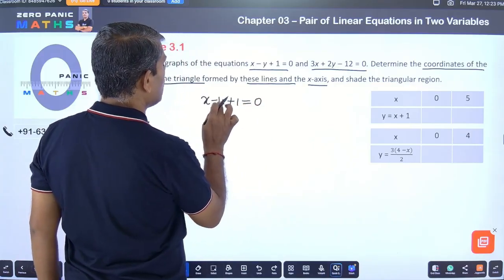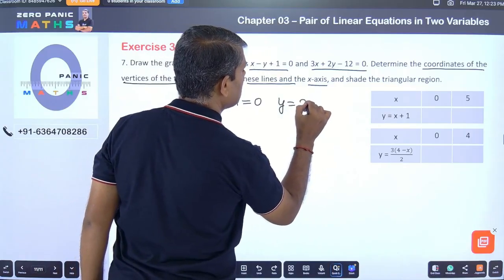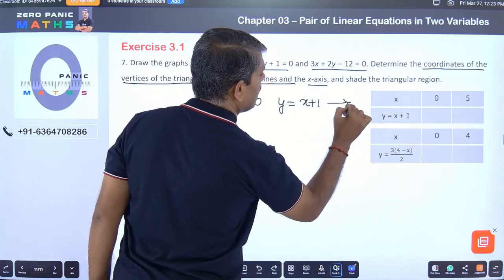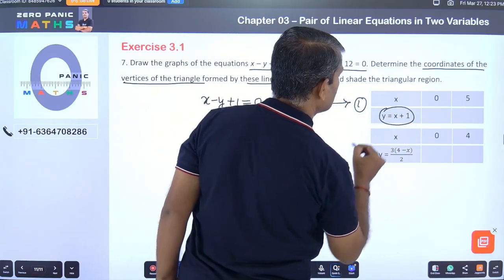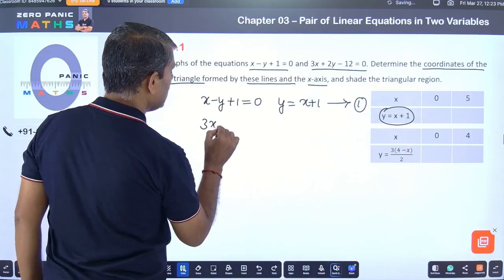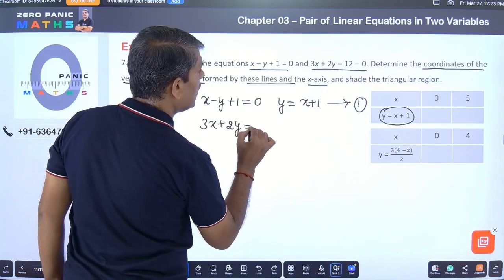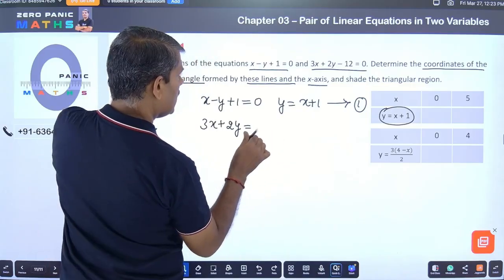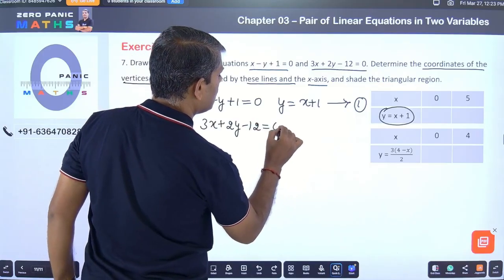So this y, taking to that side, is actually giving us the first equation, that is y is equal to x plus 1, and this is what we are plotting here. Okay, second equation: 3x plus 2y minus 12 is equal to 0.